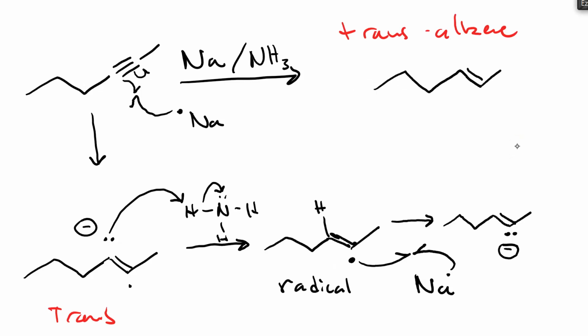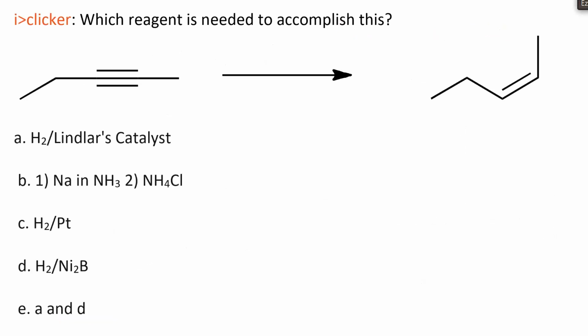In our final step, this anion, this alkynide, is going to take another proton from another ammonia molecule. Again, that's our solvent, so there's plenty. And this is just a proton transfer reaction. And boom, we've got our trans-alkene.